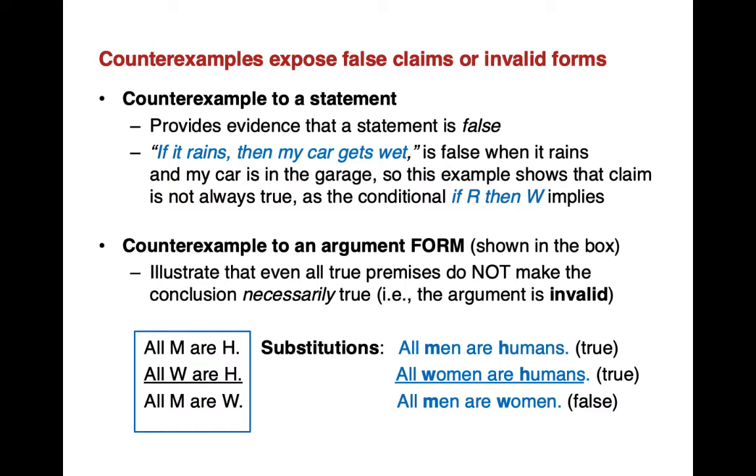Now focus on the counterexample to an argument form, which is what's shown in the box here in this slide. I'll illustrate that even all true premises don't make the conclusion necessarily true. That is, the argument is invalid. See, this is something a lot of people don't realize. They could have all the evidence in the world and their statements of what they observe could be true, and yet their conclusion might still not follow because there's an error. There's not this necessary relation between the assumptions and the conclusion.